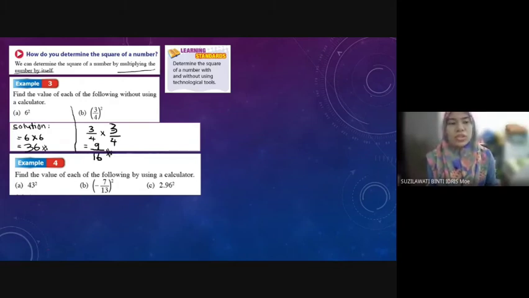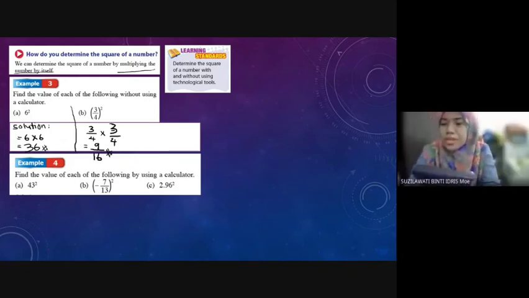Okay. Now this example 3 is without using a calculator, right? Try example 3 using your calculator. How to use the calculator for example 3, 6 square? How to use your calculator to find the square of 6? Okay, now press your calculator, press on. Done? Okay, good. Press 6. Got it? Press 6.